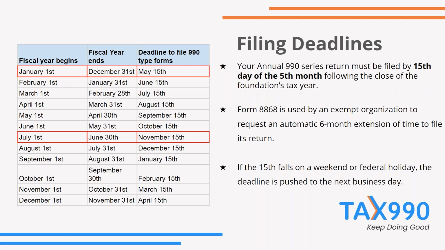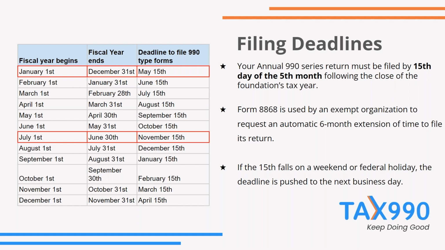Right now, we're focusing on the November 15th deadline. If the 15th of the month falls on a weekend or federal holiday, the deadline is moved to the next business day. Most organizations have either a calendar tax year that runs from January 1st to December 31st, or a fiscal tax year that runs from July 1st through June 30th. However, a fiscal tax year can be any 12-month time frame other than January 1st through December 31st.